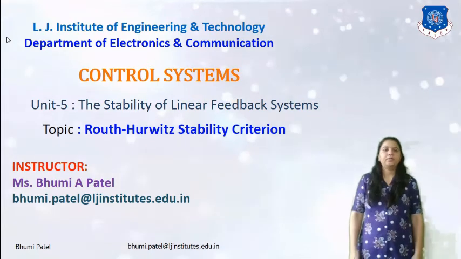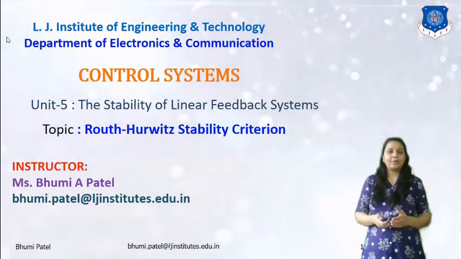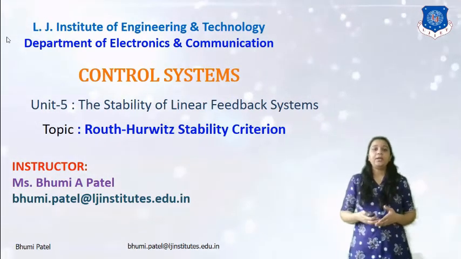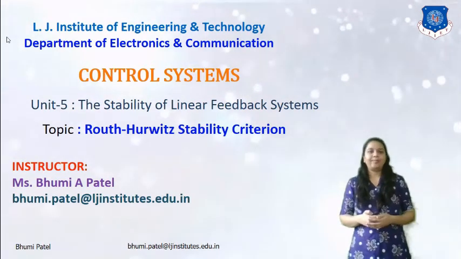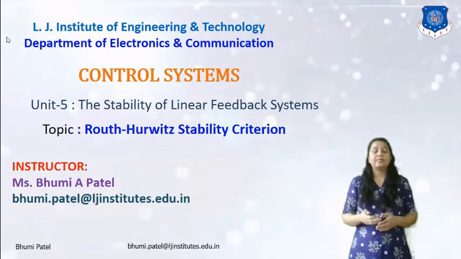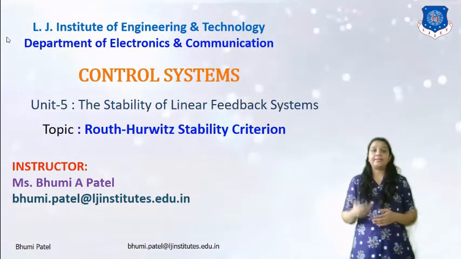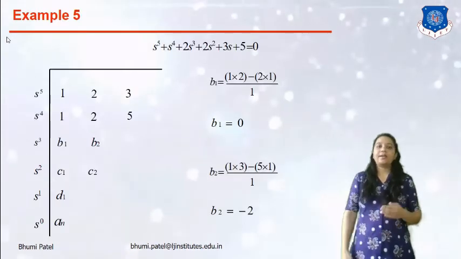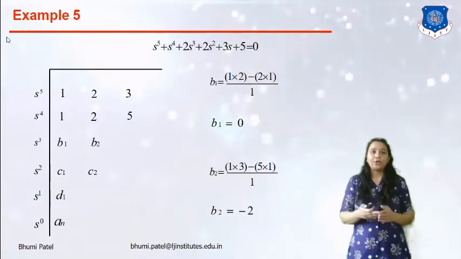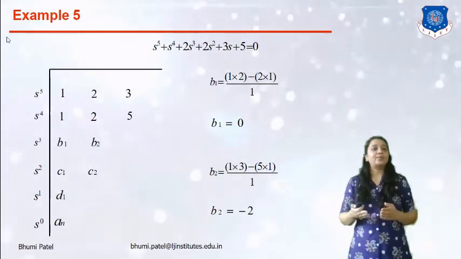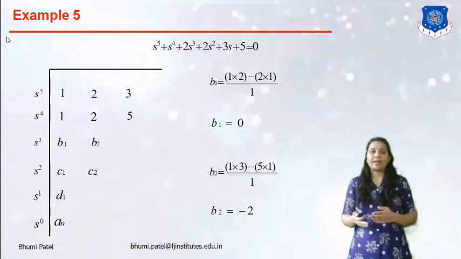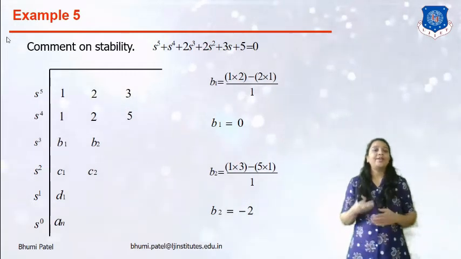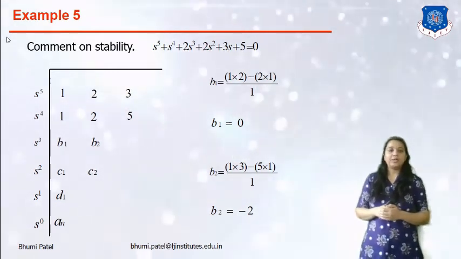Hello everyone. Today's topic is Routh-Hurwitz stability criteria in Unit 5, the stability of linear feedback systems. In the last session, we studied different examples using the Routh stability criteria. Today's next example is s^5 + s^4 + 2s^3 + 2s^2 + 3s + 5 = 0. We have to comment on the stability of this particular system.